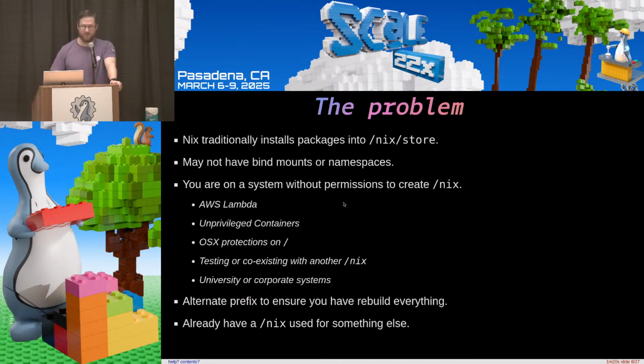Let's say you're on a Darwin machine and they don't want you to be messing with the root system. What if you're on a university machine or a mainframe or in some large company where your sysadmin is like, no, you don't get to install stuff into root. Oh, and also we're not going to let you bind mount stuff. Now your options become a little bit more limited.